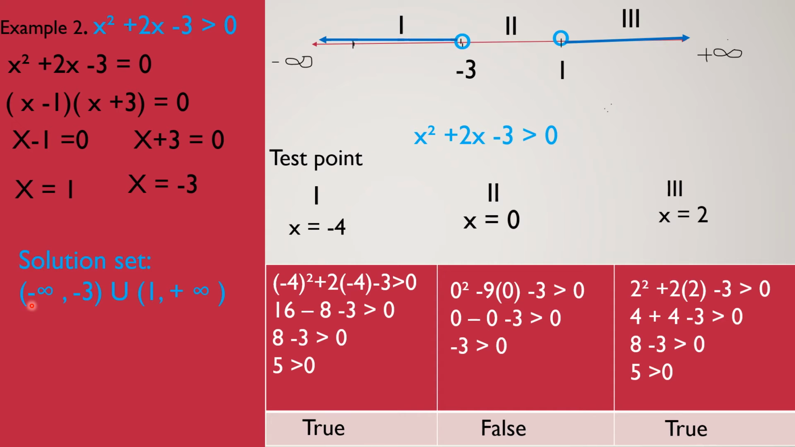So here, the first one, this is -infinity. For -infinity, you always use parentheses because it means it's continuous. So open parenthesis here, -infinity, comma, -3, then close parenthesis, which means that -3 is not included, then union. Start with 1. So that is open again because 1 is not included. Then positive infinity, again, that is a parenthesis.